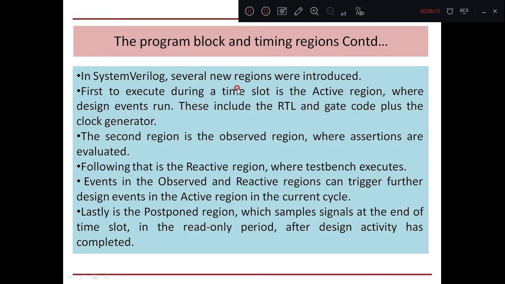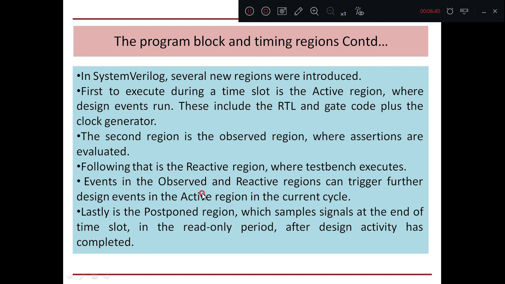In SystemVerilog, same thing what I have explained. Several new regions were introduced. First, to execute during the time slot, the active region, where the design events are run. These include the RTL and the gate code plus the clock generator. The second region is the observed region where assertions are evaluated. Following that is the reactive region where the test bench executes.